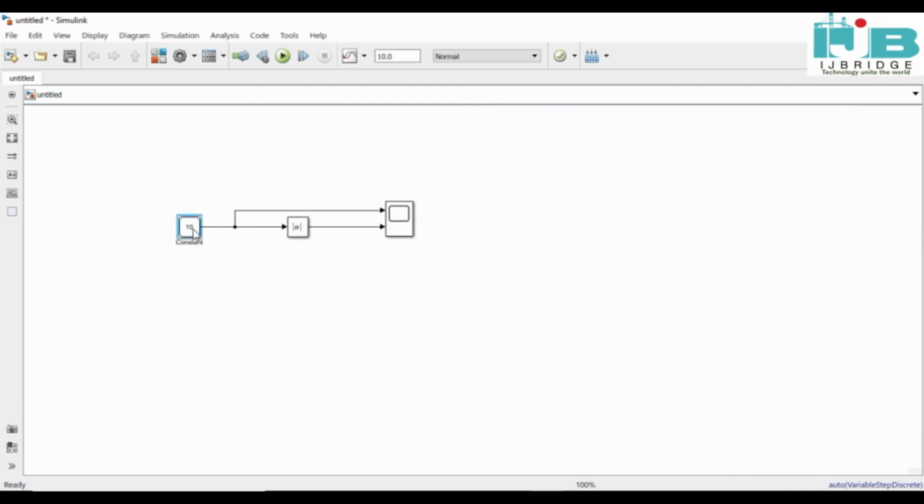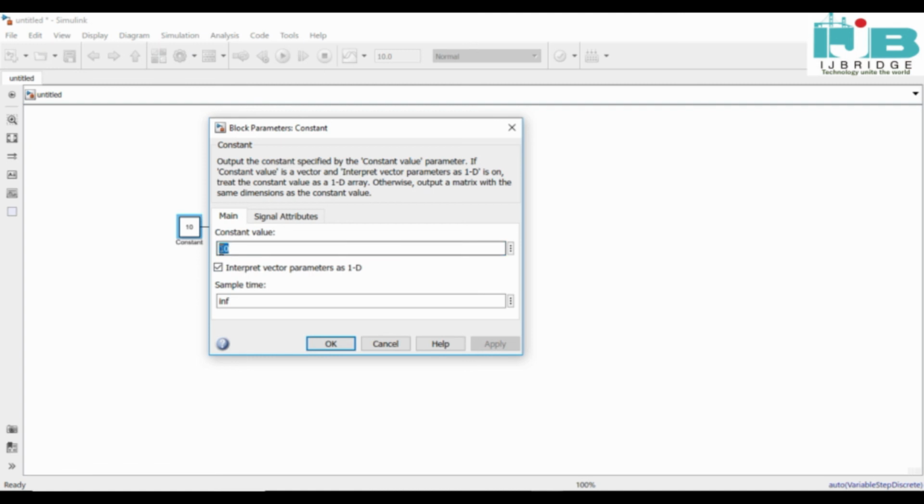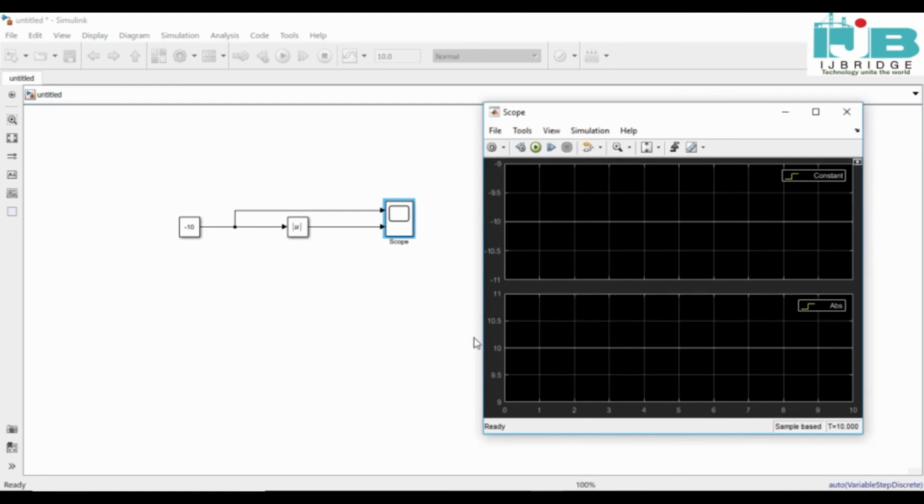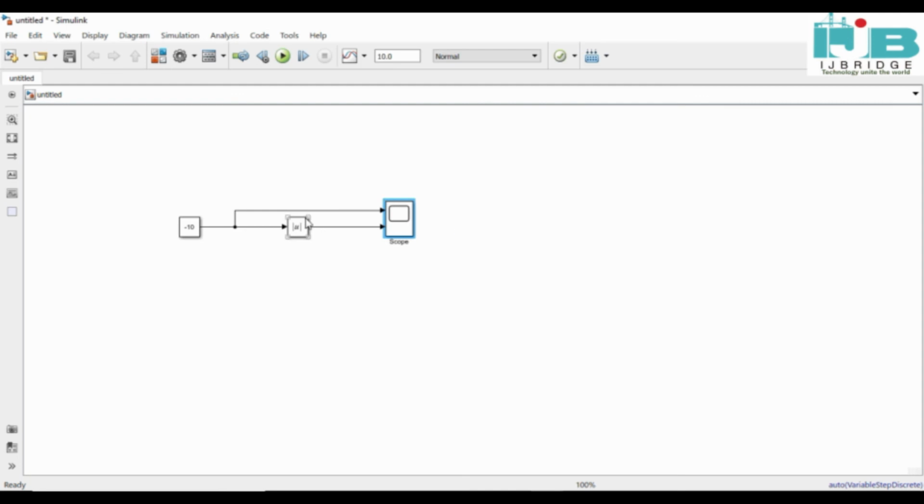Now I make the same constant negative, minus 10. Then the output will be plus 10, so it will be inverted. Minus 10 is the input, but the output is plus 10. So the absolute block always returns a positive value. That's the use of the absolute block and how to use it in Simulink. Thank you.